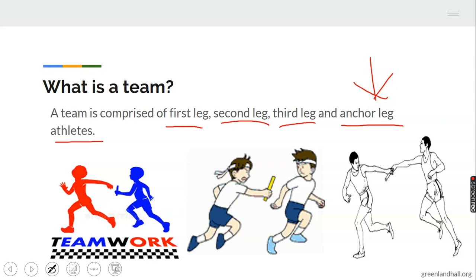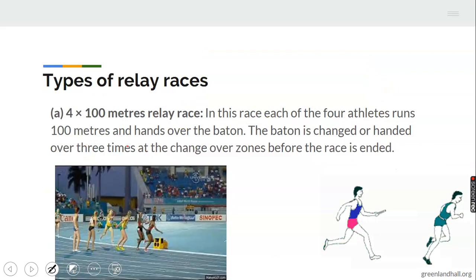Many people say the last relay runner has a lot on his shoulders. Also, you may want to say the first. So that's a team. A team is made up of four athletes in their various positions: first, second, third, and the anchor. Now we have teamwork. If you could do it alone, you wouldn't need a team. But I don't think anybody can do it alone, not even Usain Bolt. We all need people around us to make this work.